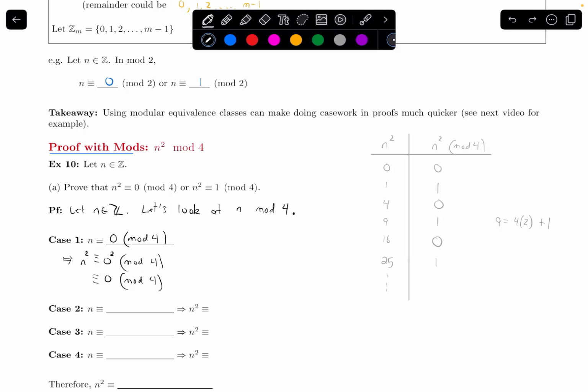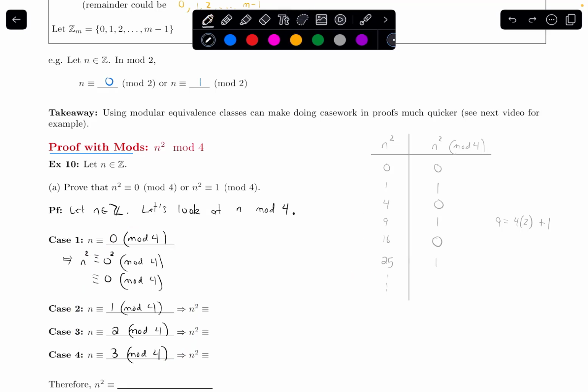All right, the next case is, well, what if n is congruent to 1 mod 4? The next case would be n could be congruent to 2 mod 4. And the last case is it could be congruent to 3 mod 4. Okay. And what this is going to do for us is, instead of having to check an infinite number of values and make sure it works for all of them, it lets us just group them into these 4 cases, and that'll show that it's true for all of them.